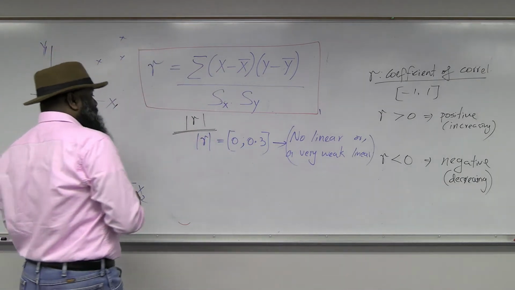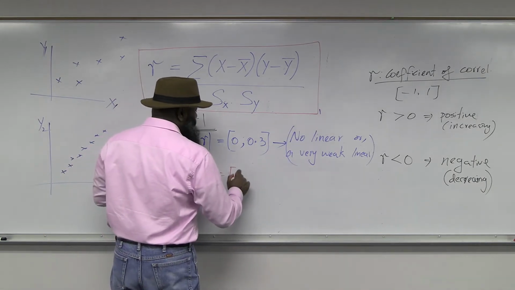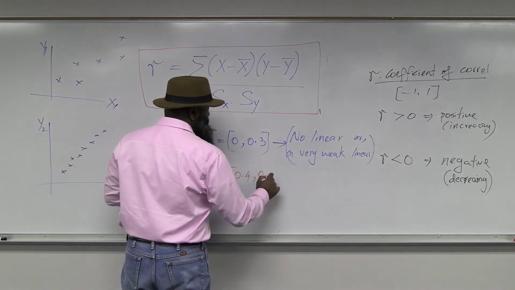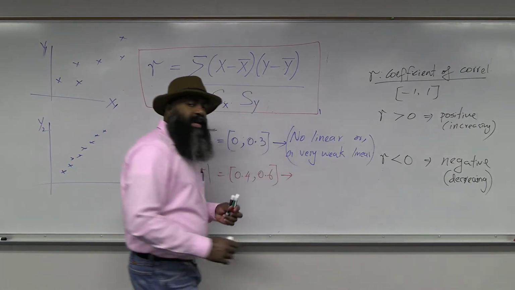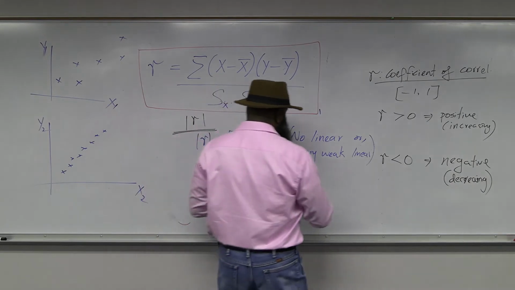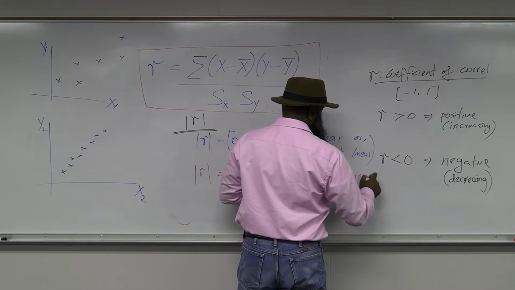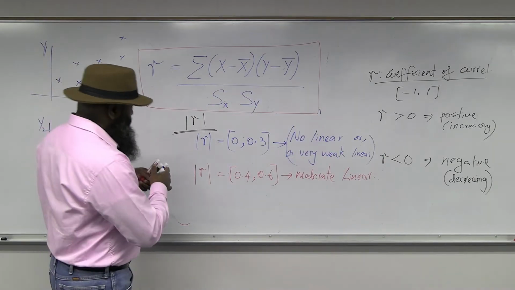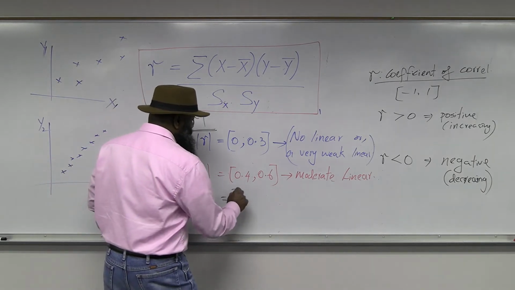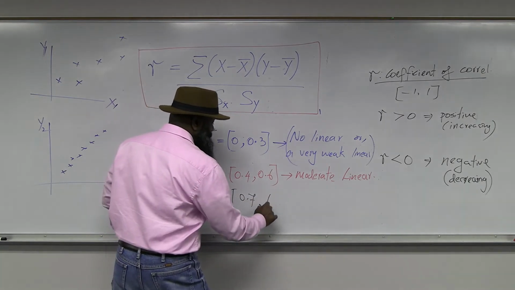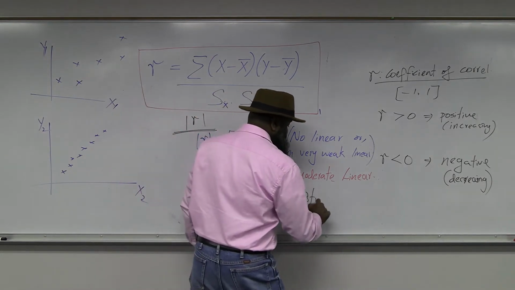Alright, and then if your absolute value of r is between 0.4 and 0.6, we say we have a moderate linear relationship. Moderate linear relationship. And then the final interval for absolute value of r is if it is between 0.7 and 1. We say it's a strong linear relationship.